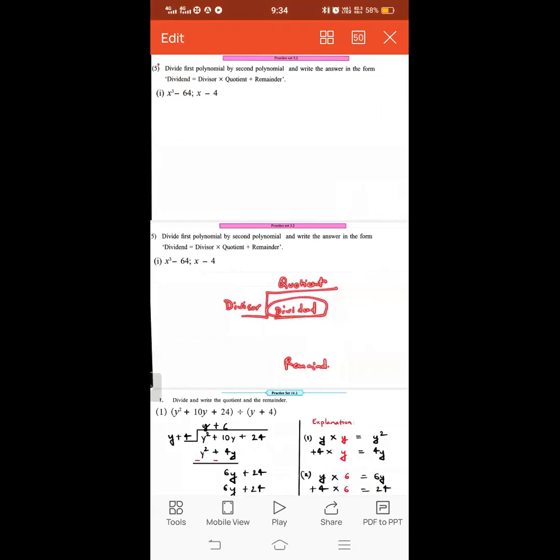Divide first polynomial by second polynomial. We'll do it stepwise. Question number 5, we have already done from page number 42. Example number 5, and method 1 is there, as I have already told you. Method 2 is reduce from your portion. That is, the linear method of division is reduced from your portion.